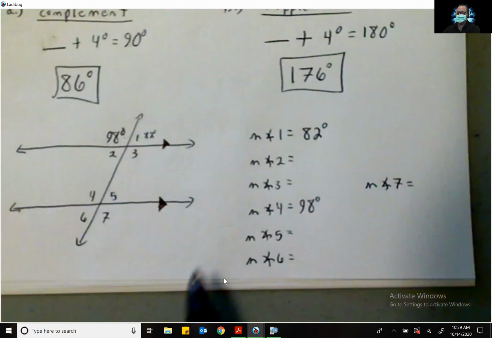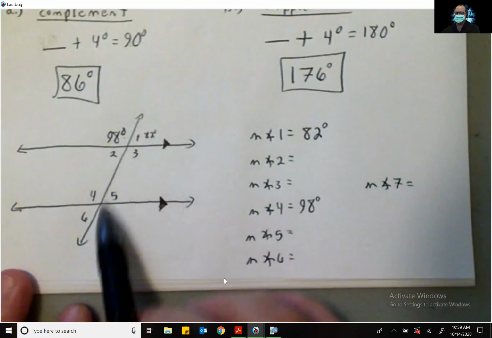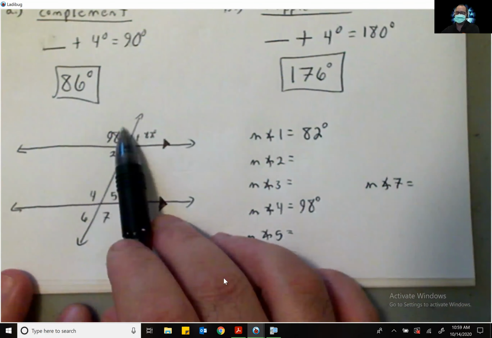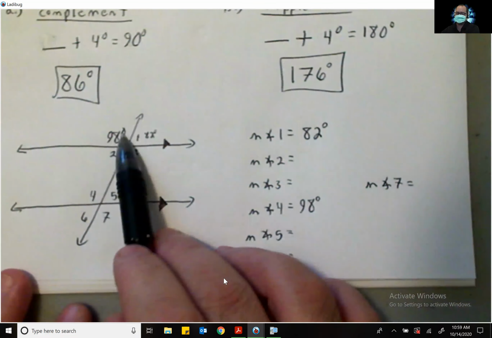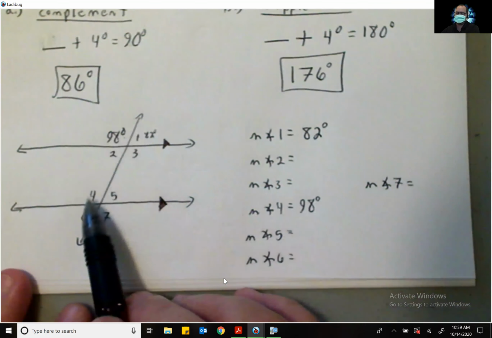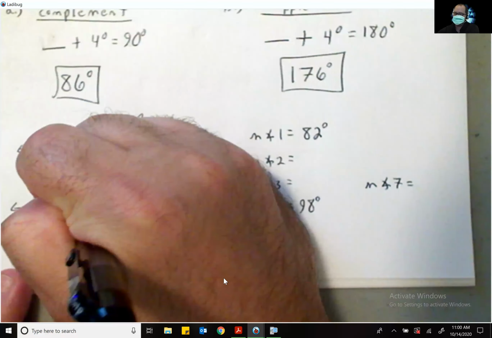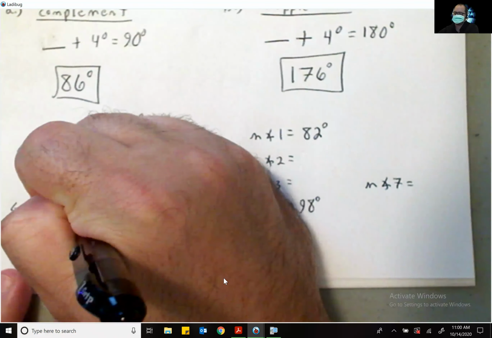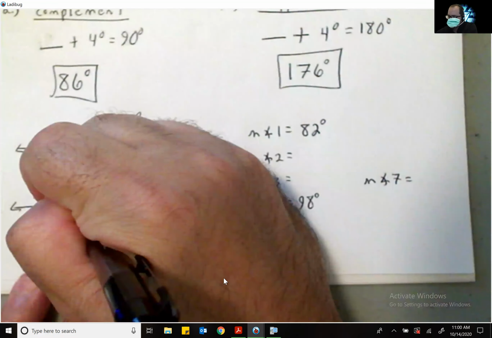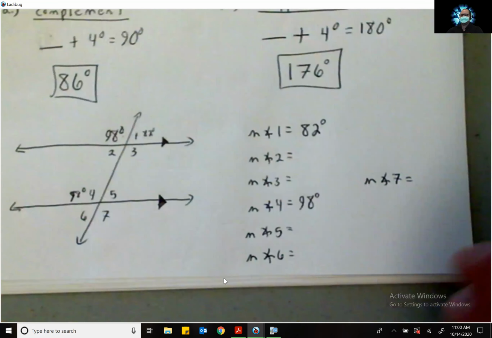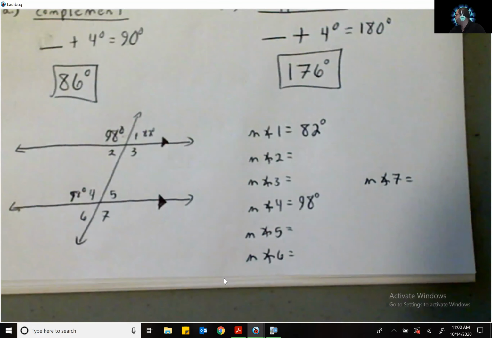So these are my parallel lines, and because these are parallel, these two have to be the same angle because they are what we call corresponding. They're in the same spot. Top left-hand corner, top left-hand corner. So this is also 98 degrees. So I write that in, and we can now use that. Who else do we now know?